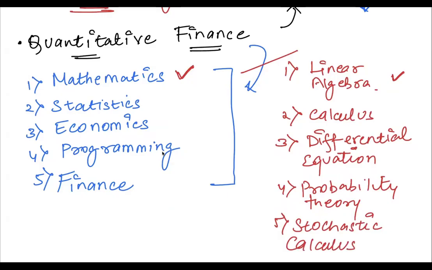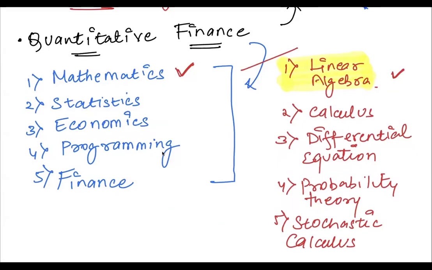So we are at step one of it. We are at this part, linear algebra. This is just to give you a brief of why this whole linear algebra aspect is important, because this comes into mathematics, and as I said, mathematics is one of the pillars of quantitative finance. But the question is, what is linear algebra?